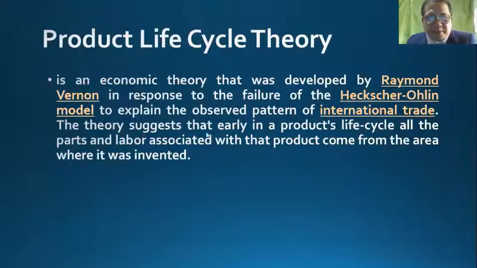The theory suggests that in a product's life cycle, all the parts and labor associated with the product come from the area where it was invented. Like for cars, we all know that cars were invented most often in Japan and the United States. But today, we have China, we have Korea, and all other parts of the world.